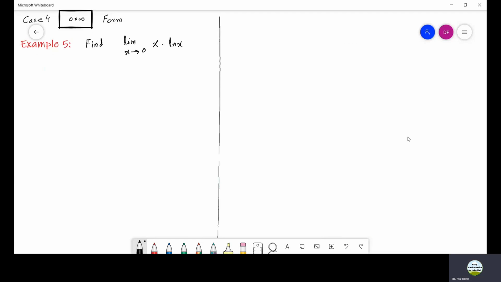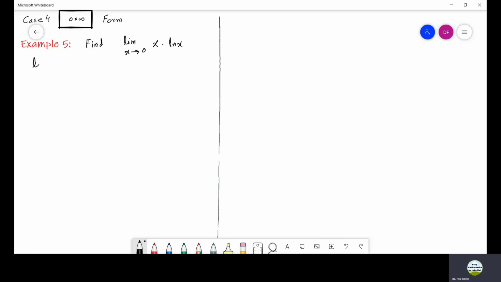If we have case number 4, 0 into infinity form, we shall simplify the question in such a way as to form 0 by 0 form or infinity by infinity form. Let us see it by solving example number 5.